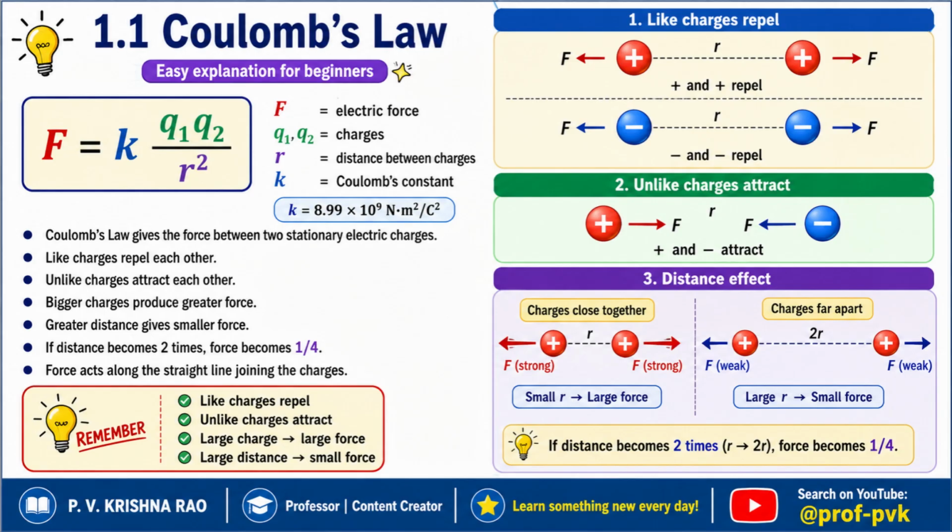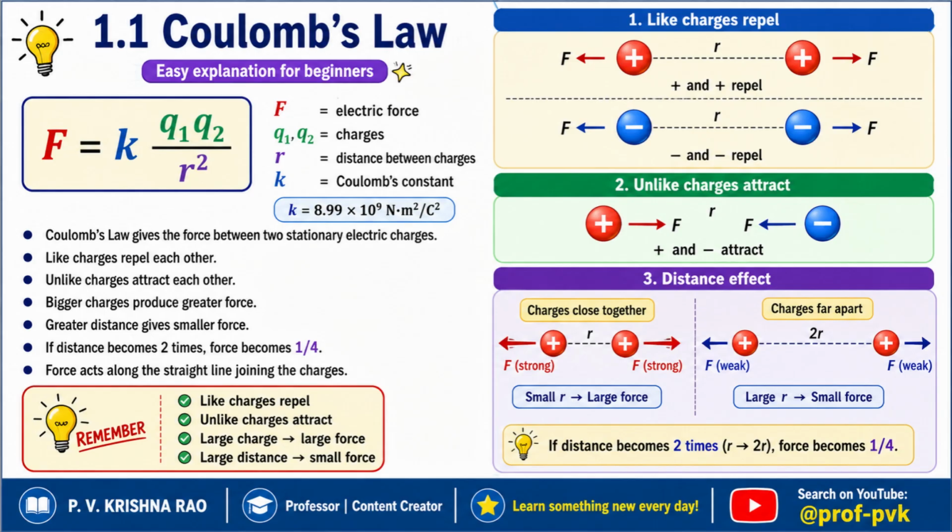In the next step, I have taken unlike charges. That is, Q1 is a positive charge, Q2 is a negative charge. What happened? Attraction force is obtained here. See the arrow marks in the image, you can understand. One is positive, another one is a negative charge. Unlike charges produce attraction force.